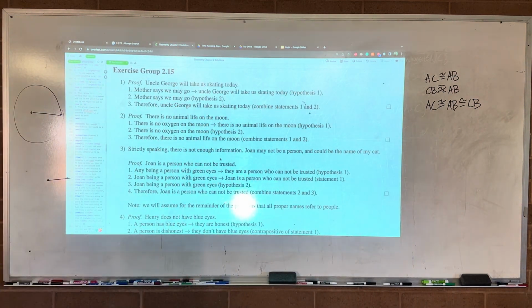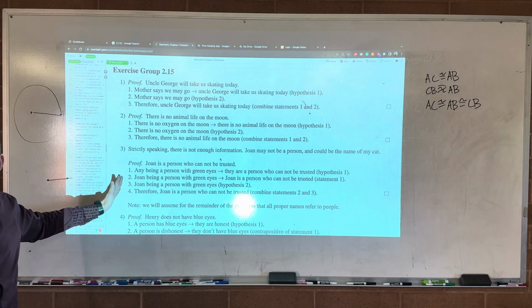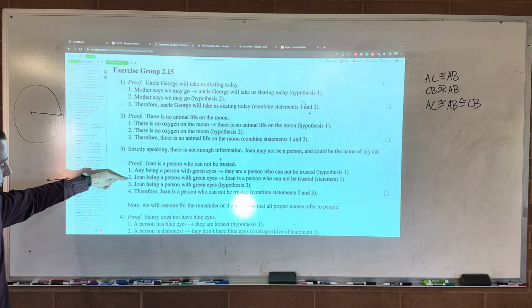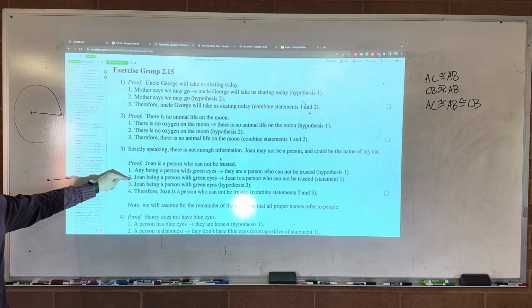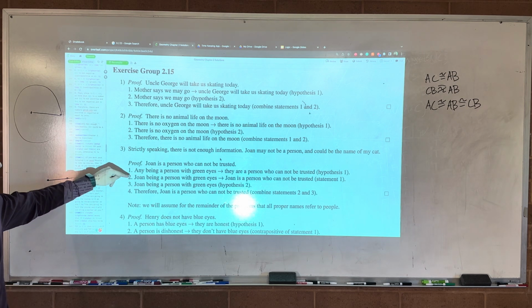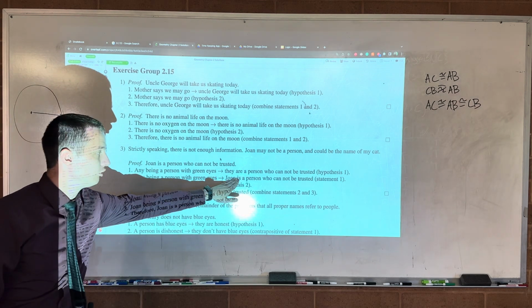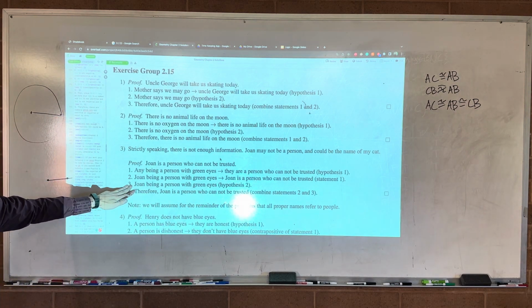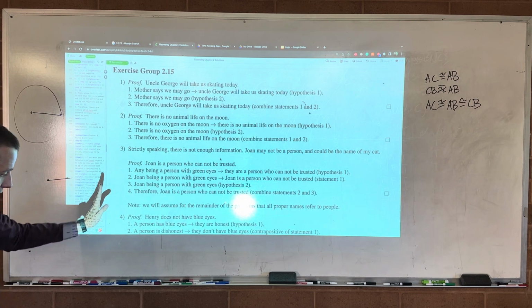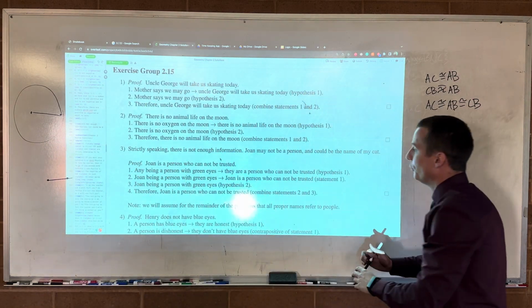Why does it say Joan being a person with green eyes? Number 3 is the same thing as number 2 does. That's the point. This says alpha implies beta. This right here says if Joan is a person with green eyes, then she's a person who can't be trusted. This says Joan is in fact a person with green eyes. Right. Joan being a person with green eyes implies she can't be trusted. Joan does have green eyes. Exactly. This says alpha implies beta, Joan cannot be trusted.